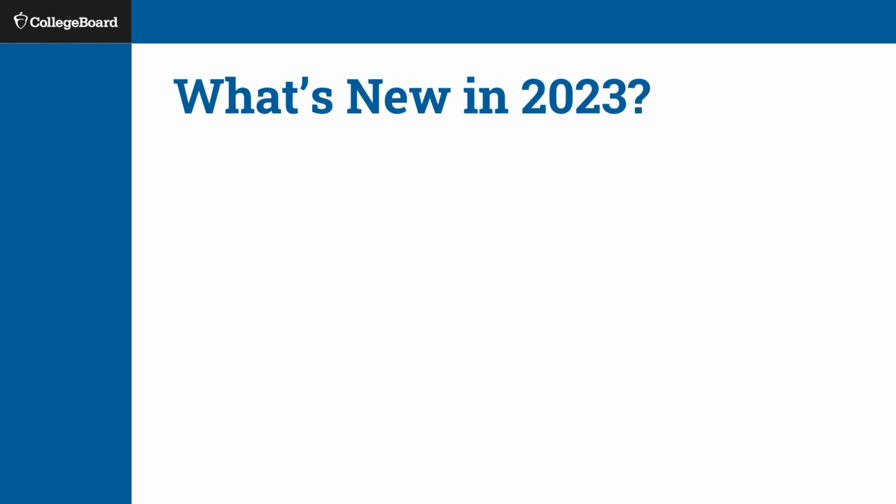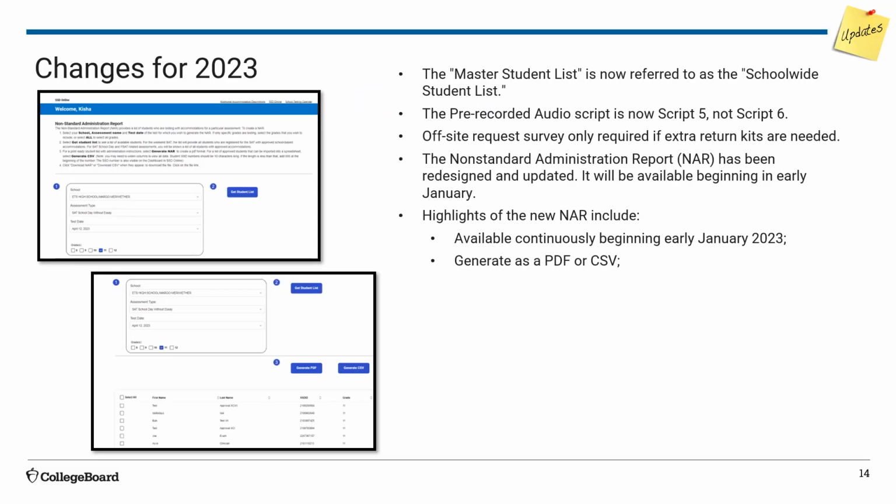In this section, we'll cover items that are new in school year 2023 for SAT with essay. Changes and updates for spring 2023 include the master student list is now referred to as the school-wide student list. The pre-recorded audio script is now script 5, not script 6. An off-site request survey is only required if extra return kits are needed.